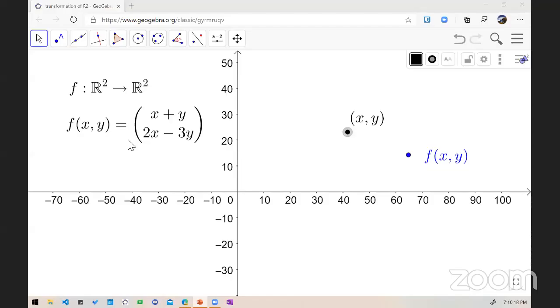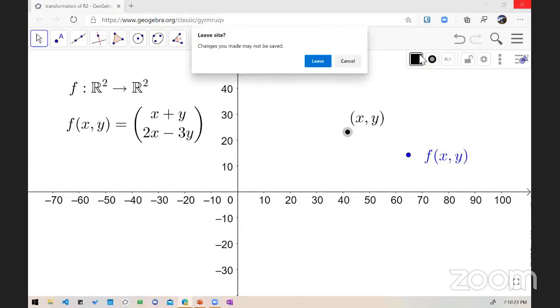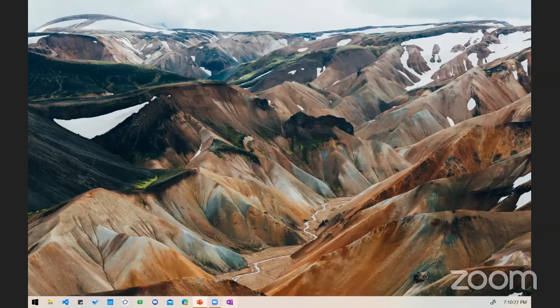So let me keep those. Okay, let me pull up OneNote. Give me 1 sec, guys.